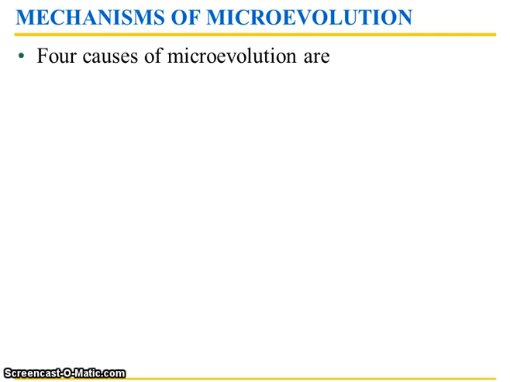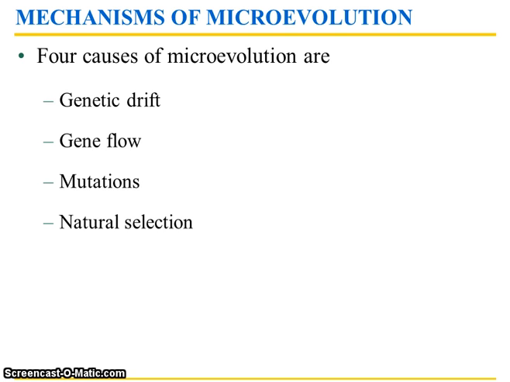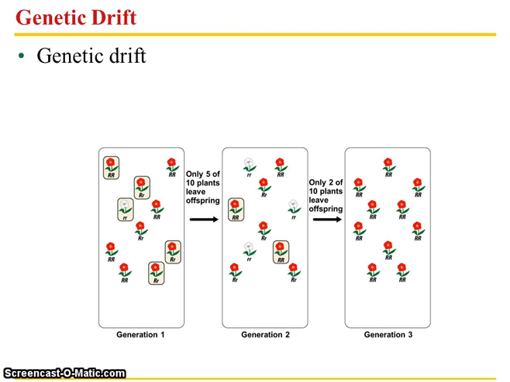Then microevolution. Microevolution is the shift in genetics in the population. How does that happen? Genetic drift, gene flow, mutations, and natural selection. So we're going to look at each of those more in depth. First, genetic drift. Genetic drift is random chance.